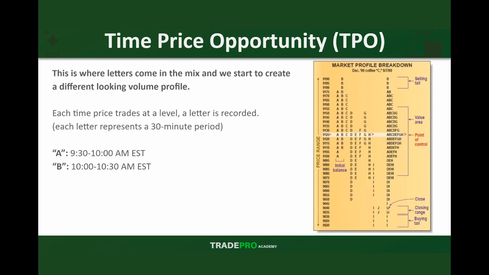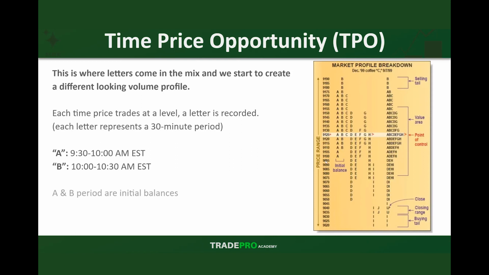Now, when these levels stack up, when one level trades every single period, you're going to get the letters that stack up one after the other. You can see here A, B, C, D, E, F, G, H in this period. So this area at 91.25 in this example is the level that trades the most volume, which is going to be our point of control, the most traded area.